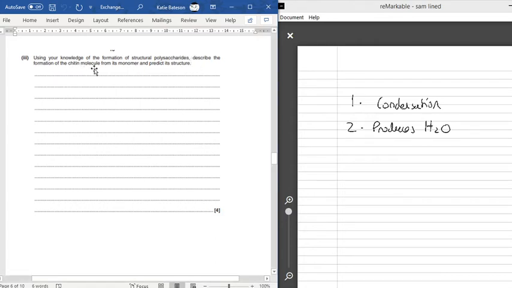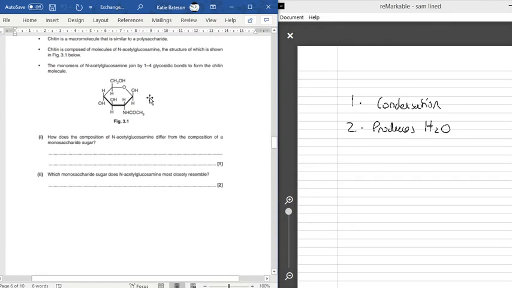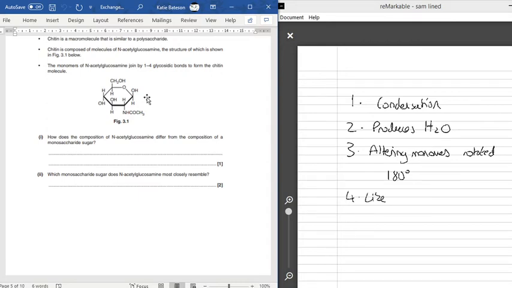Describe the formation of a chitin molecule from its monomer and predicted structure. That, with the exception of the N group at the bottom here, is an exact replica of beta glucose. And therefore you're going to get a formation which is virtually identical to cellulose. So we're also going to have the idea of alternating monomers that are rotated 180 degrees. And that, like cellulose, is going to allow the molecule to be straight chained.